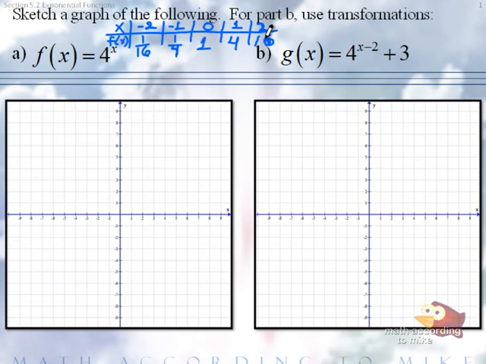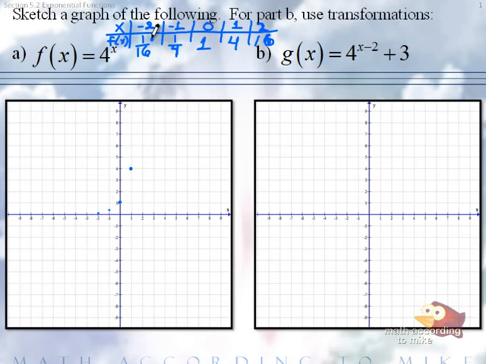Alright, plot the points as best you can. Yes, I am fully aware that -2, 1/16 is crazy small. So just do what you can. That looks good. And then -1, 4. That looks good. 0, 1. 1, 4. 2, 16. Let me put it here. That works.